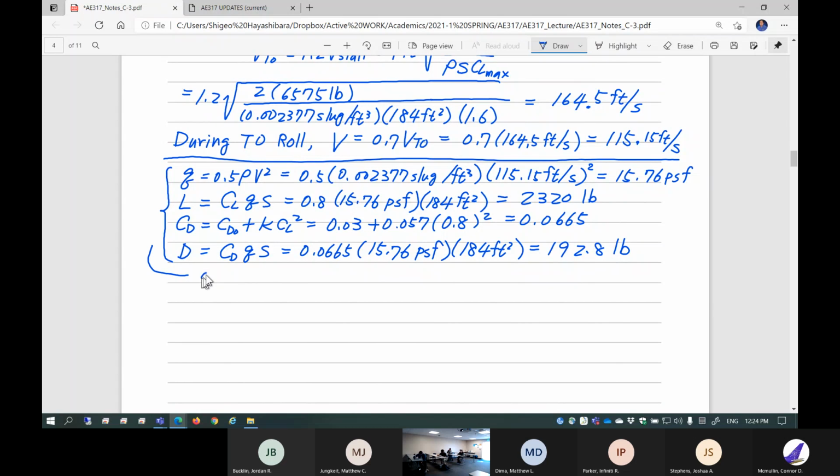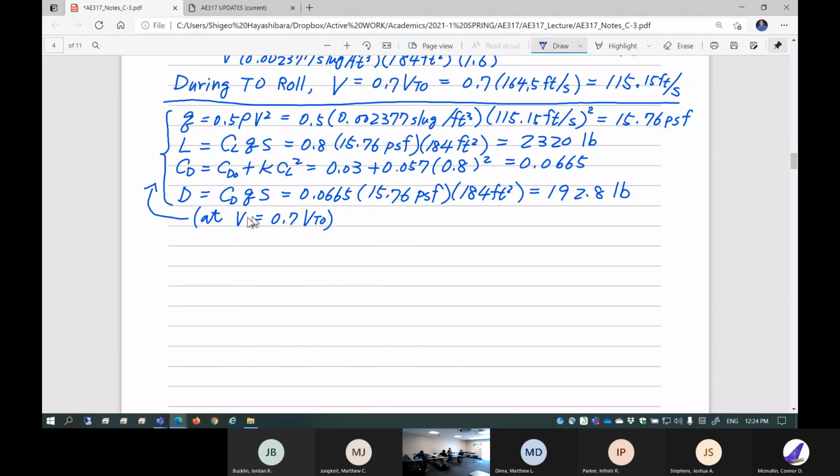So those are the values, okay? Condition is at V, which is 0.7 VTO. Okay? So we computed at condition 0.7 VTO, you know Q and L and drag. So let's just plug in everything into the equation of takeoff distance. Takeoff distance equation. Do you remember this?